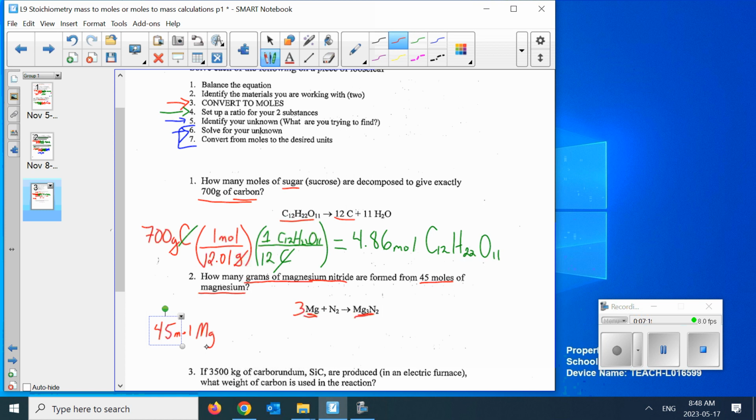Set up the ratio for your 2 substances. I want to get rid of information about magnesium nitride. I want information about magnesium. So I got 1 of those and 3 of those. If I stopped calculating right now, I would have moles of magnesium. Let's move on and see. Identify my unknown. What am I trying to find? Well, grams of magnesium.